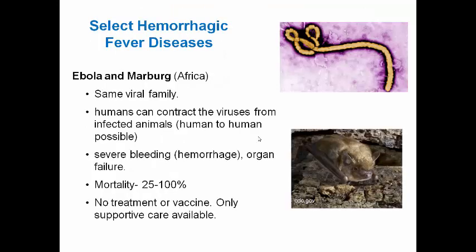Ebola and Marburg viruses. These are from Africa. They're the same viral family, but they differ a little bit. Humans contract the virus from infected animals, but you can pass it human to human. Severe bleeding, organ failure. The mortality rate is from 25 to 100%, depending on the outbreak location and the virus. Marburg has a much lower mortality rate, and Ebola has a much higher mortality rate. There's no treatment or vaccine. All you can do is supportive care.